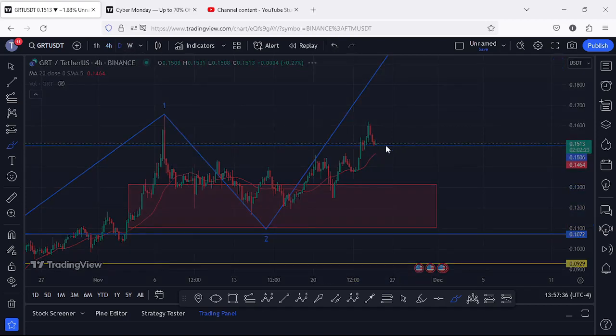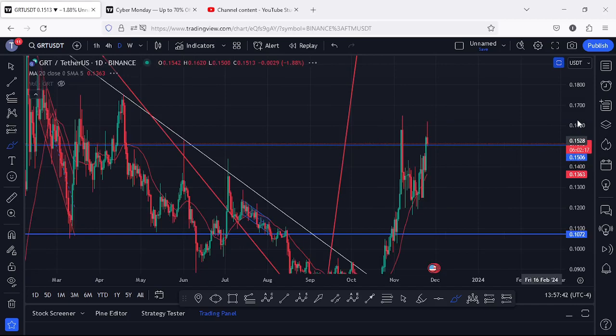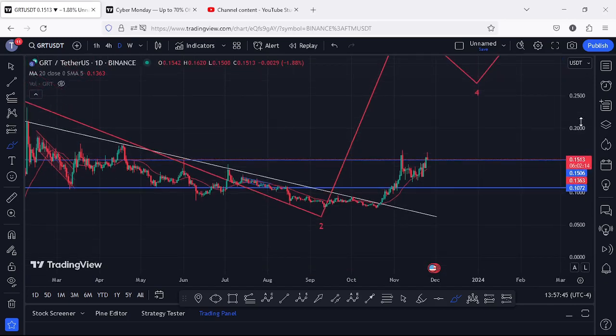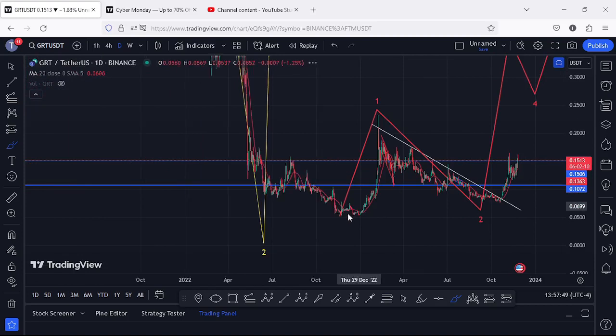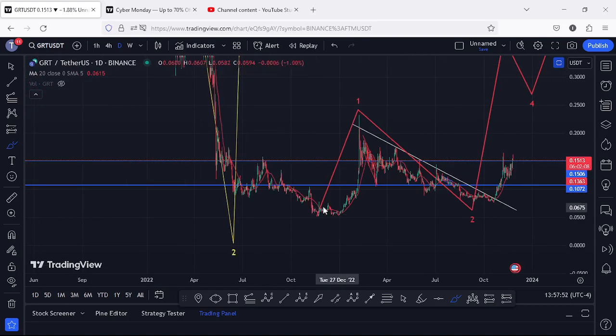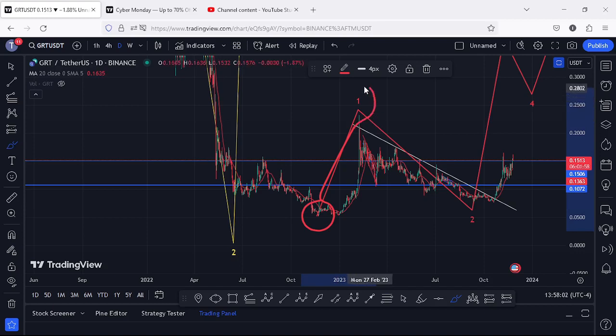And jumping to the daily chart to give you my long-term Elliott wave analysis that I'm expecting to play out once the bull market is here. If I zoom out on the charts, you can see that last year in November GRT gave us a low down here before we saw this impulsive move, giving us a high above the $0.23 mark, completing the formation of this Elliott wave count 1.